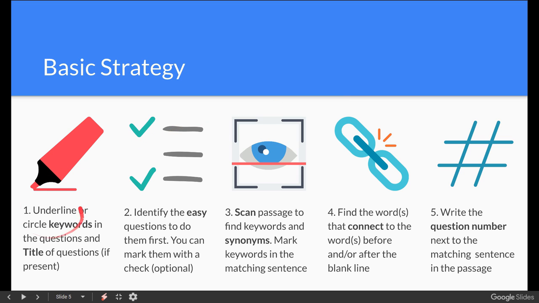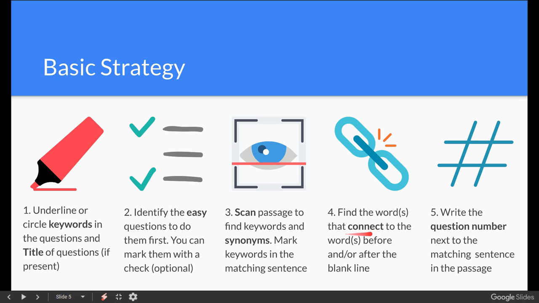We are marking the keywords. Here, take note that you might find some useful keywords in the title of the question set. Next, you need to identify what are the easy questions. Put a check mark next to that. Look for those keywords in the reading passage along with the synonyms.